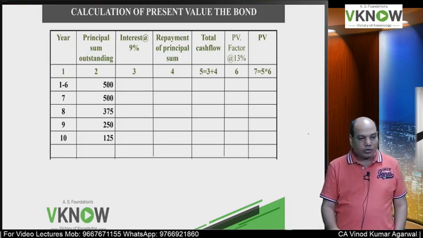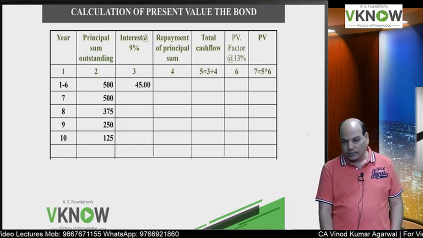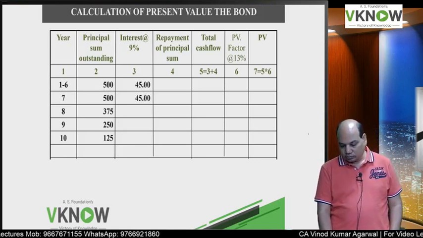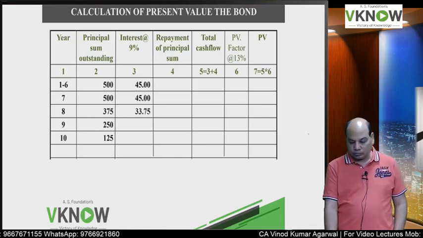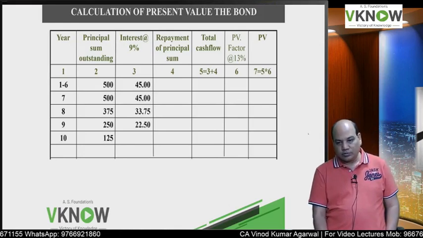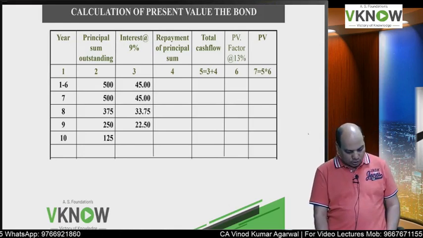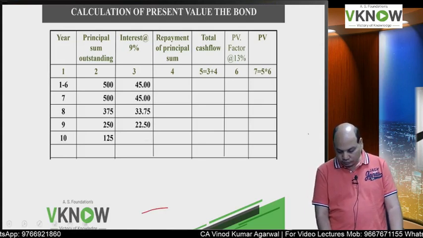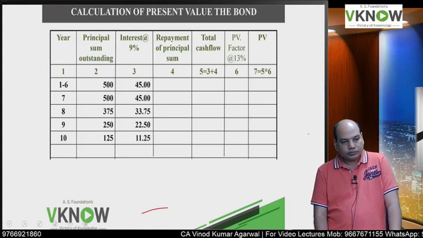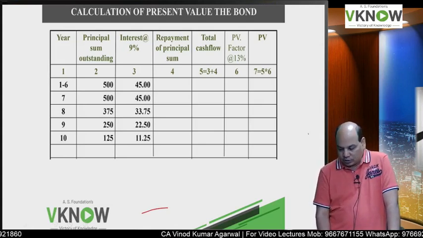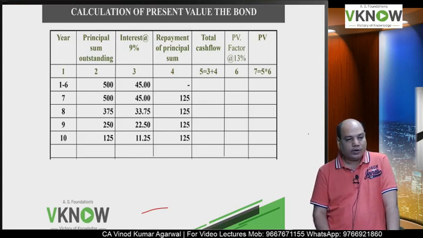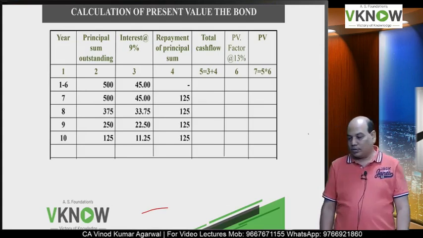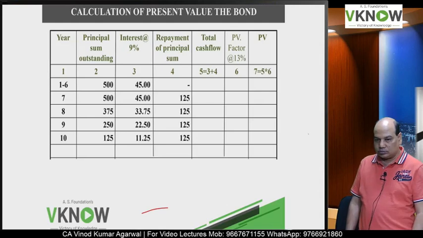Now calculate the interest on 500: 45, 45. 375 into 9%, 33.75, 22.50. Come on everybody, last one, 11.25. First 6 years there is no redemption, so 0. Then you write 125 4 times.